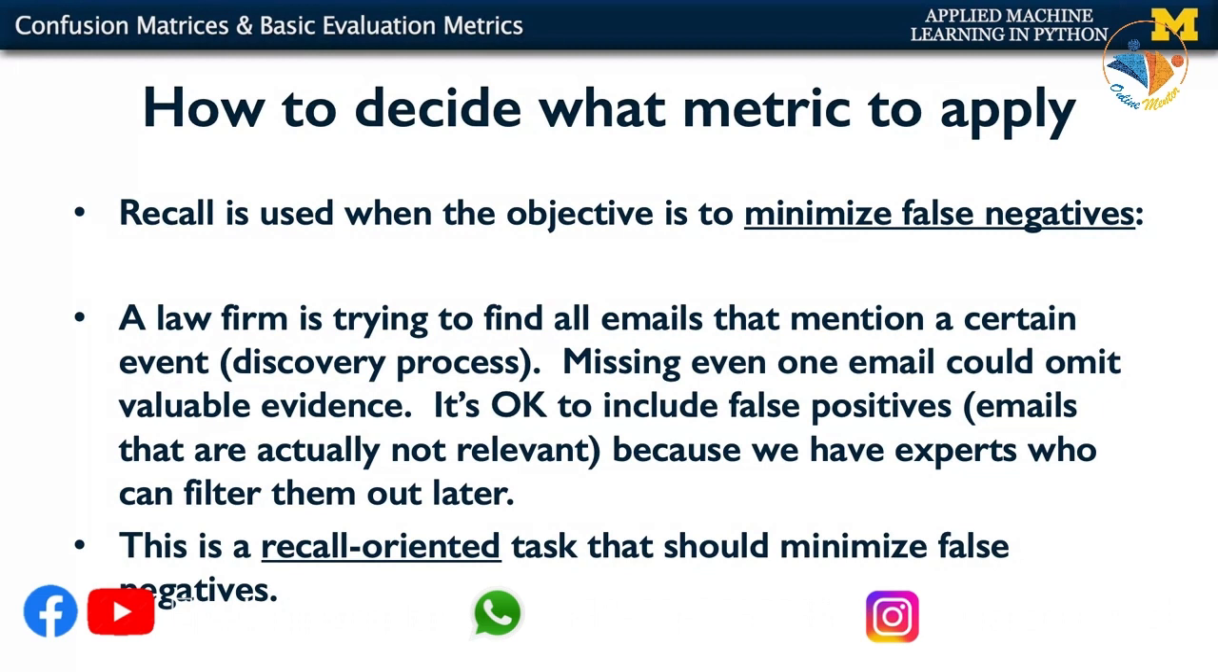So casting a wider net like this will find more false positives, in other words, emails that are actually not relevant, but that's okay in this scenario because we have experts who can filter them out later. So this is a recall-oriented task that should minimize false negatives.